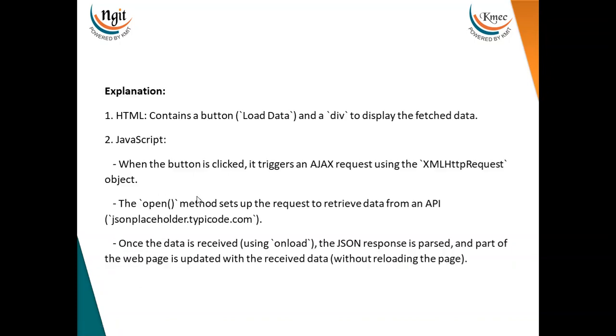Let's see how it is working. Here it contains a button, load data, and a div to display the fetched data. When the button is clicked, JavaScript triggers an Ajax request using the XMLHttpRequest object. The open method sets up the request to retrieve the data from an API, with the URL. Once the data is received, using onload, the JSON response is parsed and part of the web page is updated with the received data without reloading the page.